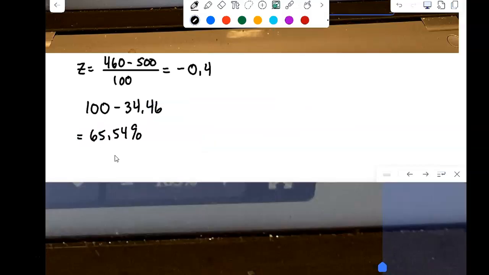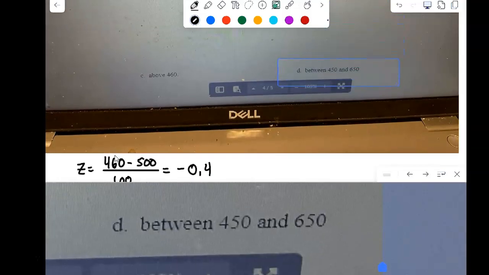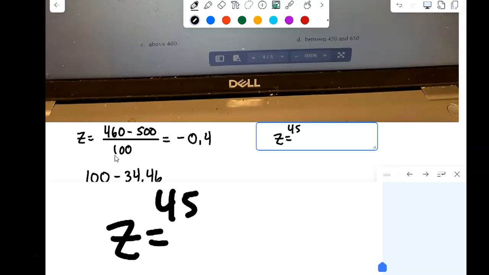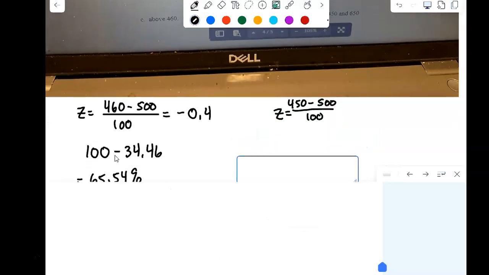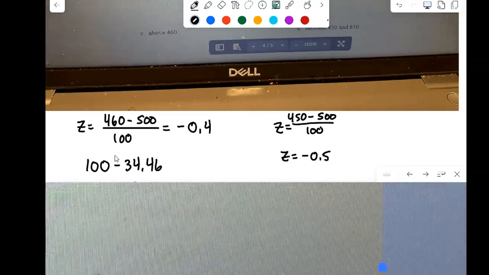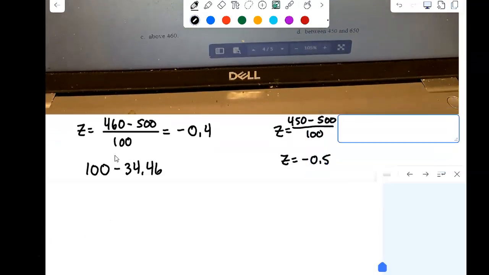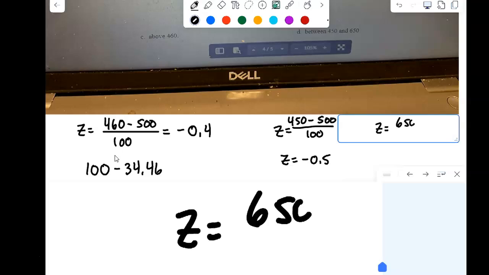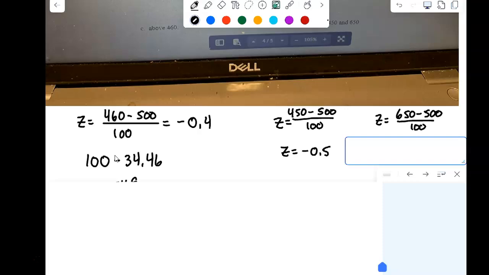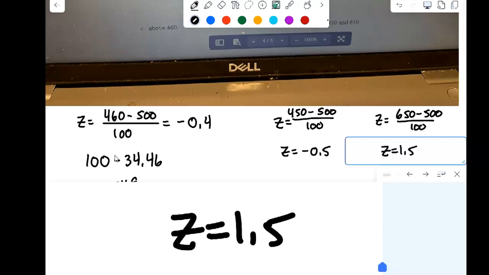And then finally, the last one we had here is another between. We want between 450 and 650. So we would once again compute the z-score for each. So for 450, 450 minus 500, all divided by 100, we'd get a z-score of negative 0.5. And we go up to 650. Z would be 650 minus 500 divided by 100. And we'll get a z-score of 1.5.